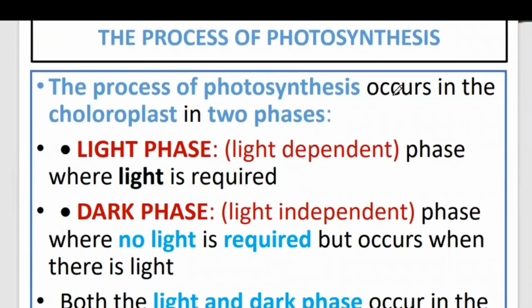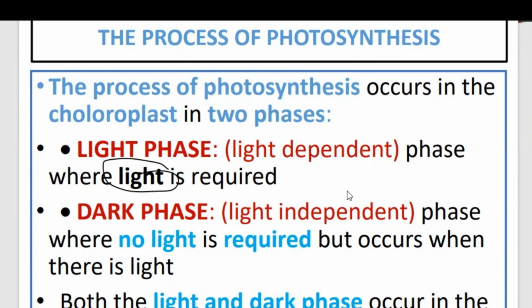Let's look at the process of photosynthesis. The process of photosynthesis occurs in the chloroplast in two phases. As I said, we have the light-dependent phase, the light phase, where light is required. It means that if we don't have light, then photosynthesis cannot take place. So we require the first phase, which has light, and then we require the second phase.